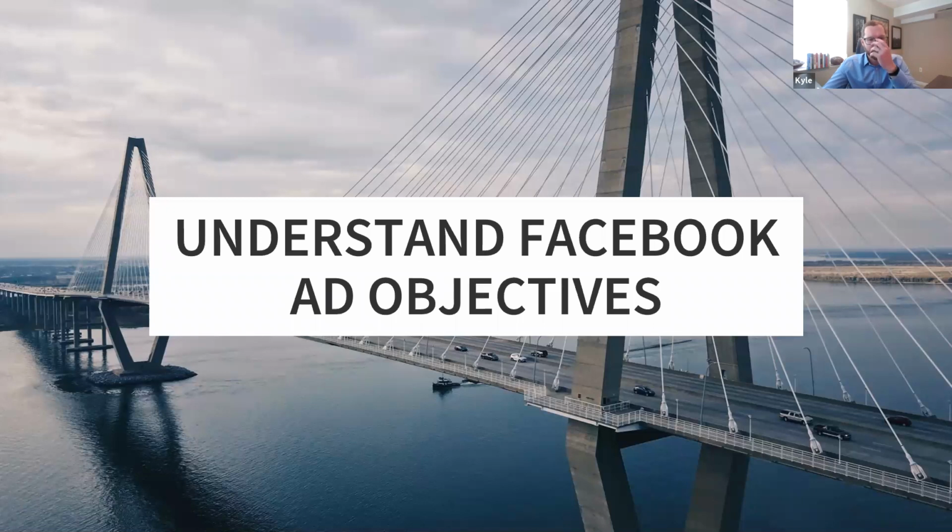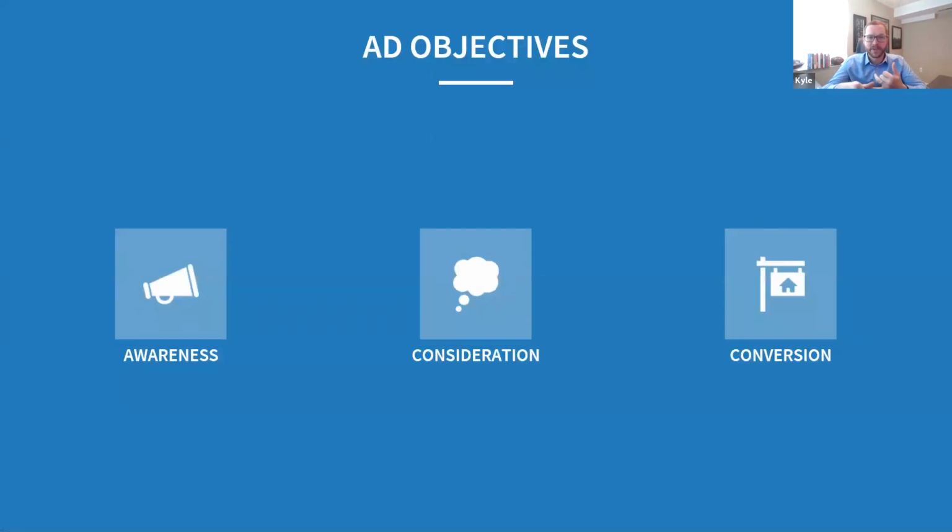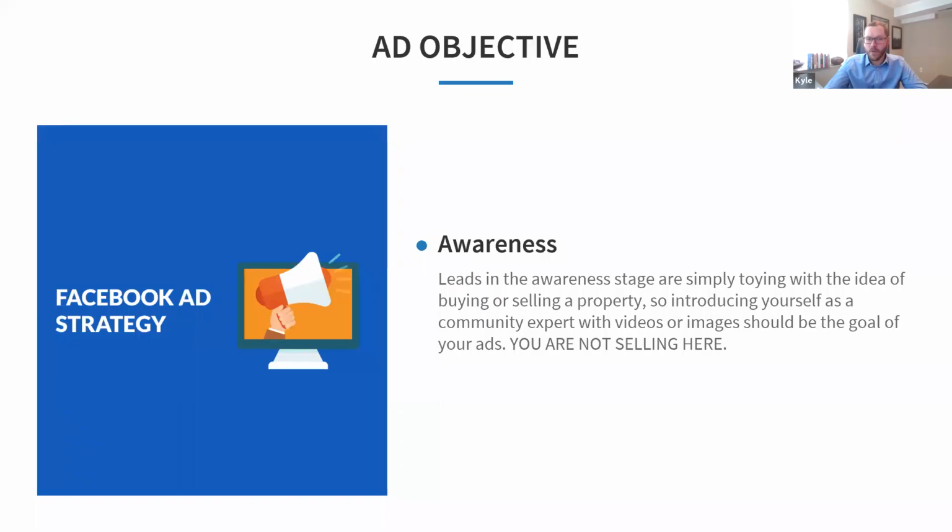So understanding the Facebook ad objectives. Number one, why are you running an ad, right? What is your intention and who are you trying to reach with the advertisement? So your ad strategy will be driven by your answers to those three questions, which is why are you running an ad? What is your intention and who are you trying to reach? Now, Facebook has three different objectives for you to choose from that help you define the ad strategy that you're going to want to take. That's awareness, consideration, and conversion. And we're going to take a closer look at each one here.